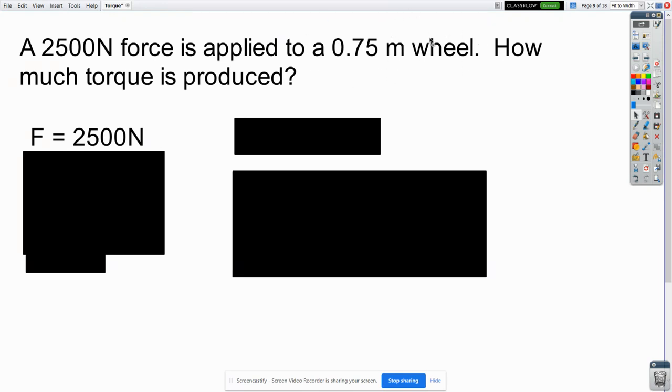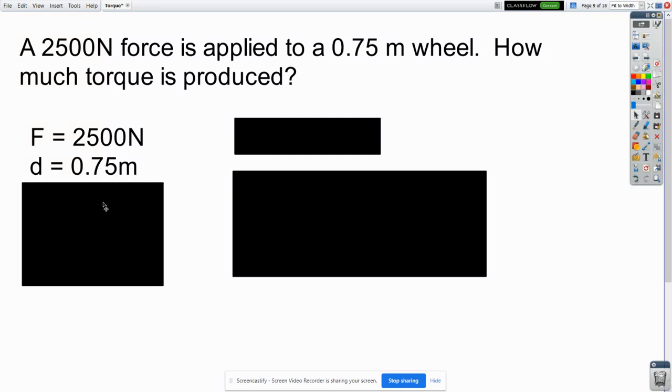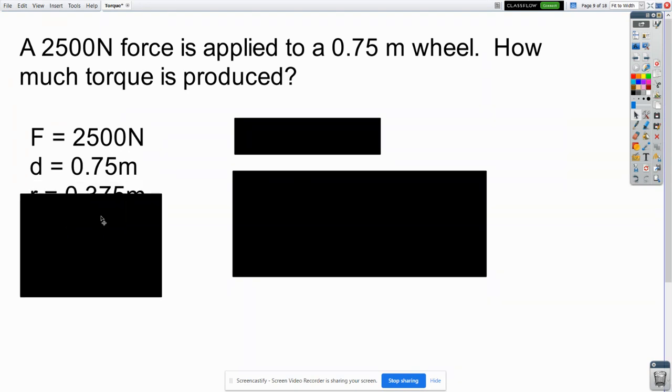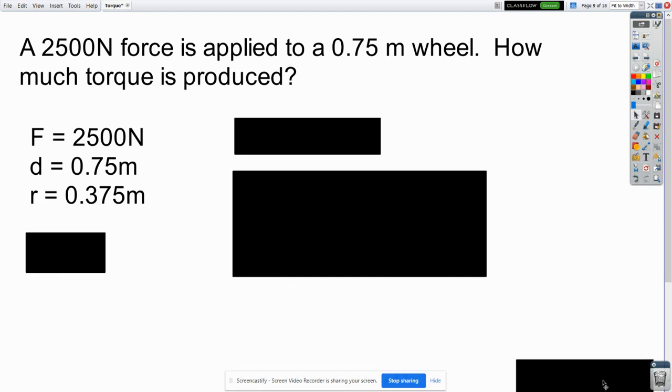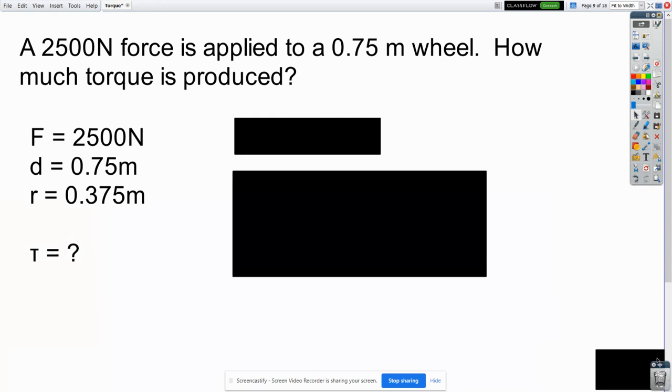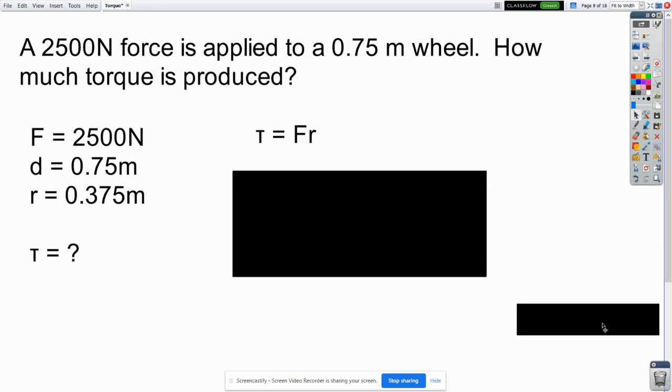Typically, when you're measuring a wheel, as in on a car, or a gear, or a pulley, that number is the diameter. So when we say 0.75 meter wheel, that is the diameter of the wheel. We're going to need radius for this, so we're going to need to cut that in half. So we're going to use 0.375 meters as our radius. We're looking for torque. The equation is torque equals force times radius.